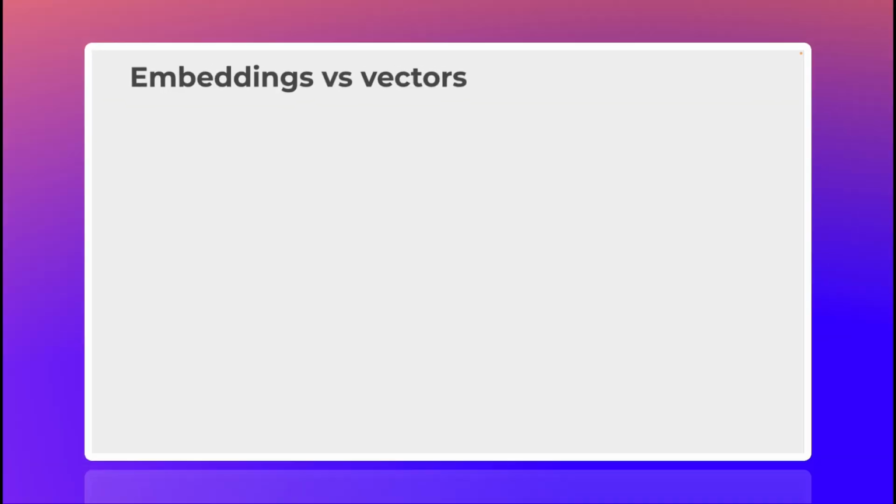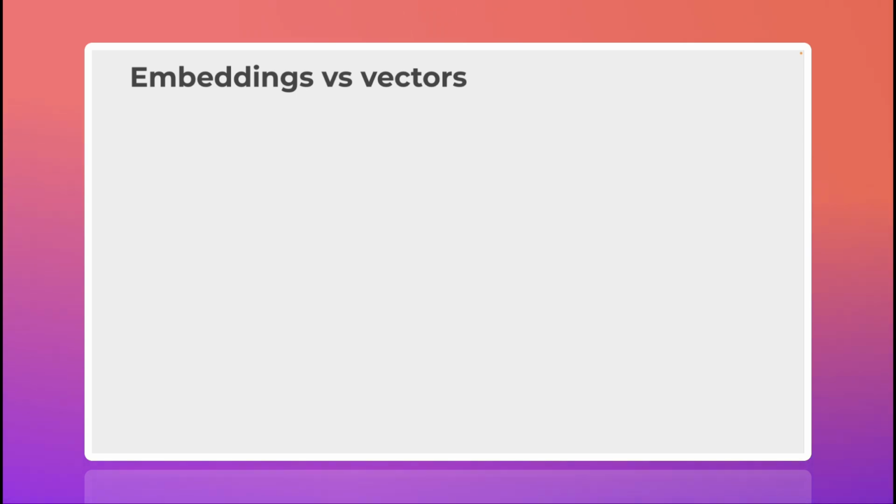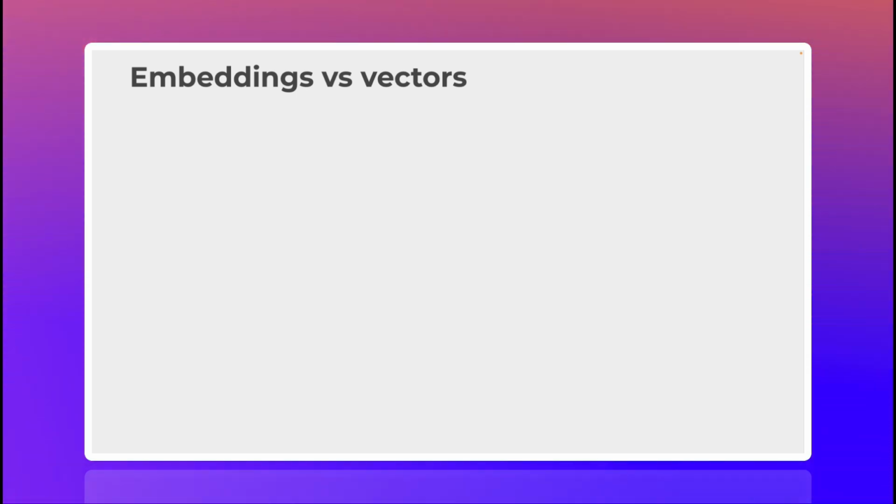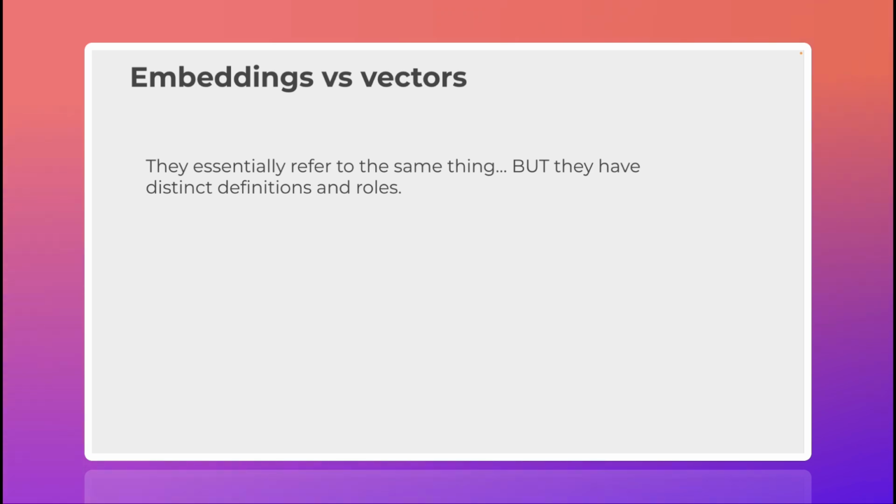In past videos, I introduced a new concept called embeddings. Now, let's look at the differences between embeddings and vectors. The truth of the matter is, embeddings and vectors actually refer to the same thing. However, there are some differences in definition as well as in roles.